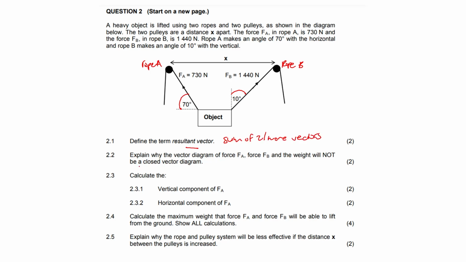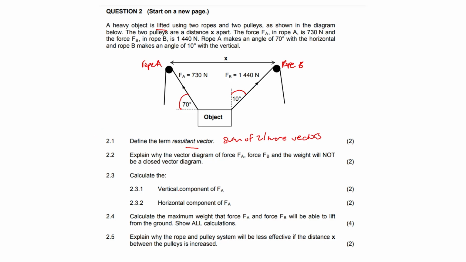Okay. 2.2. Explain why the vector diagram of force A, force B, and the weight will not be a closed vector diagram. This is because the object is being lifted, or the resultant force is not equal to 0.